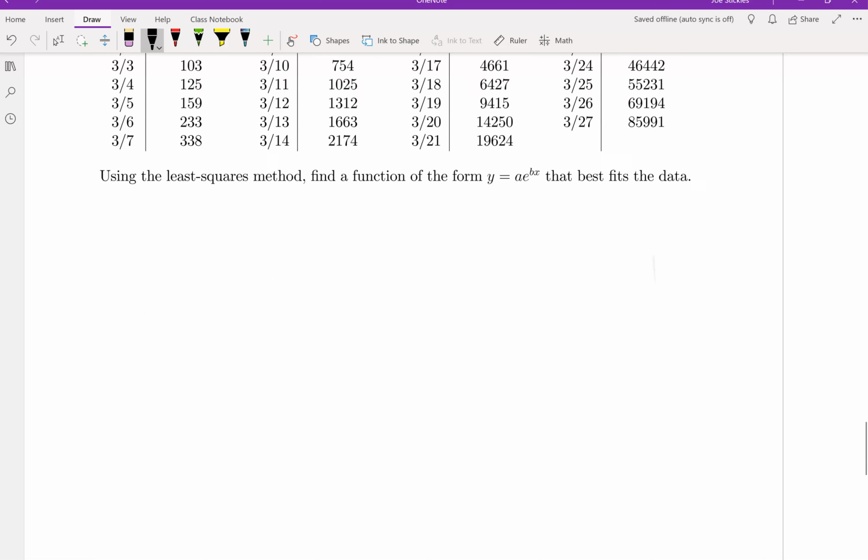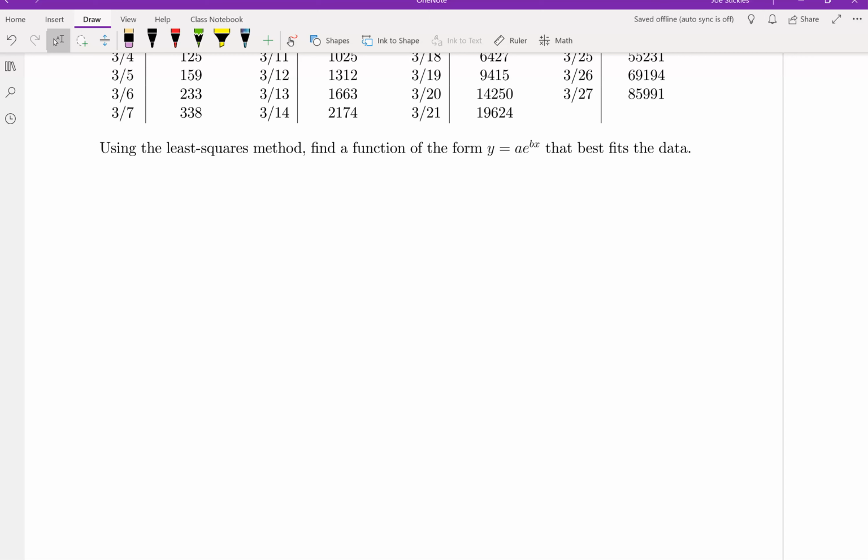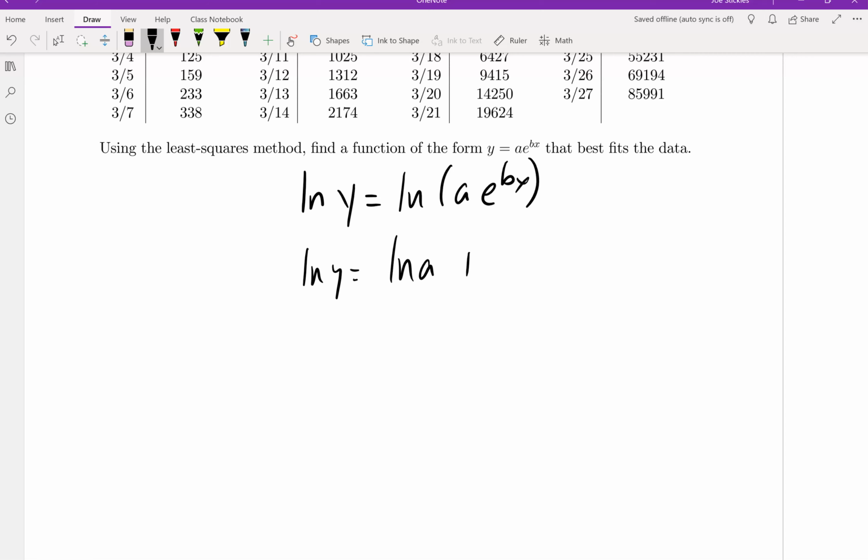It says find a function that looks like an exponential growth function, y equals ae to the bx, that best fits the data. All right, that's not linear in the coefficients. In particular, the b is up there in the exponent. However, we can convert this to something that's linear in the coefficients by taking the natural log and then using the log properties. Logs break up over a sum, and certainly the log of e to a power is just the power. So we get natural log of y is log of a. That's just a constant. So we're going to treat it as a constant to start with. And then bx.